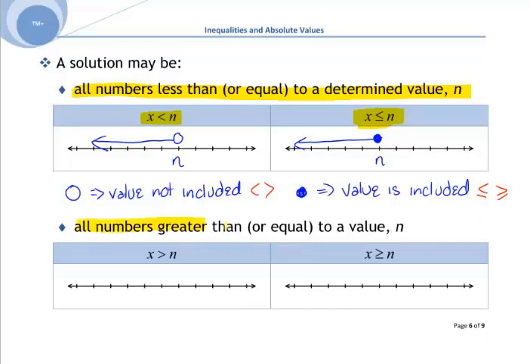Another possibility is that all numbers are greater than or equal to a value n. So for x is greater than n, put n anywhere on the number line. Greater than but not equal to, so I have an open circle, and n can be anything on that side. Next, x is greater than or equal to n, so I put an n anywhere on my number line, and it's greater than or equal to, so I colour in my circle, and it can be anything on that side. Probably a ruler would be preferable.